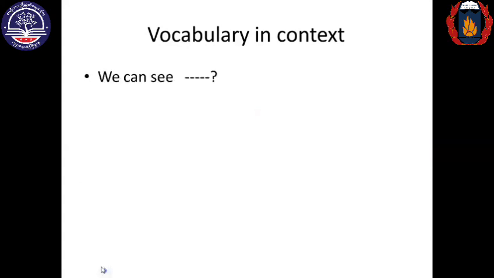We can see... we do not know what we can see. According to our grammatical knowledge, the missing word may be an object. But this object may be a person or a thing or an animal. We do not know whether it's a noun or an animal or a thing, because there is no context.